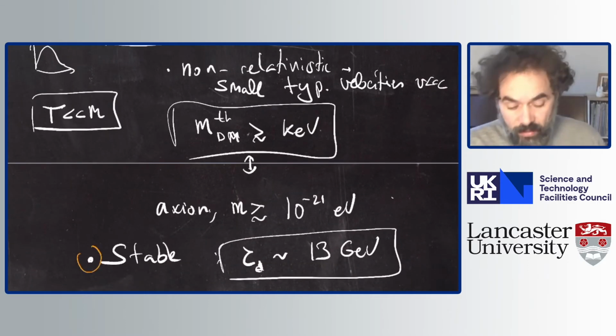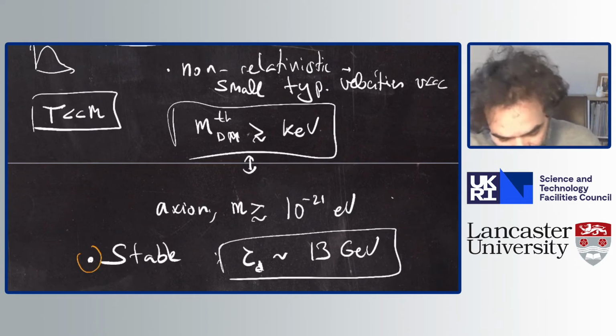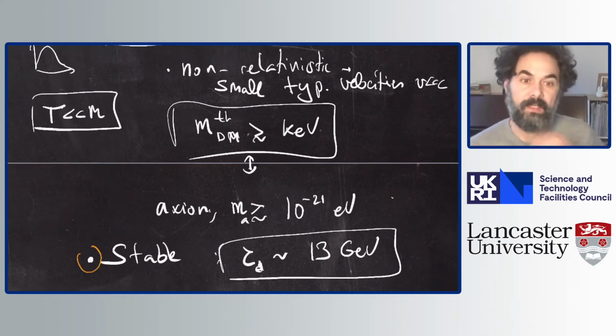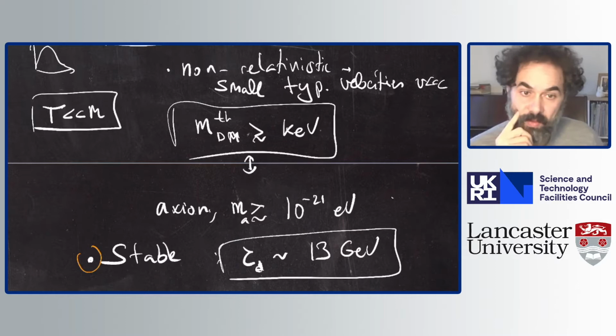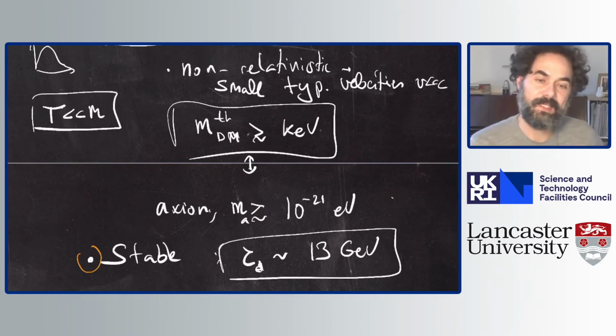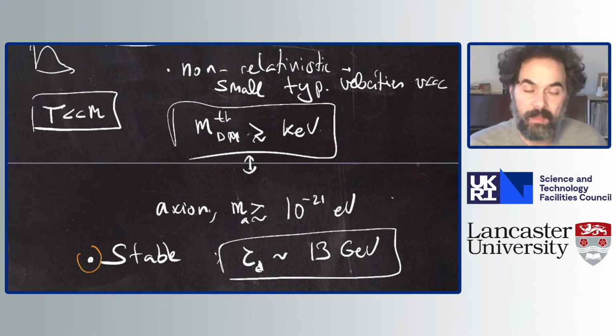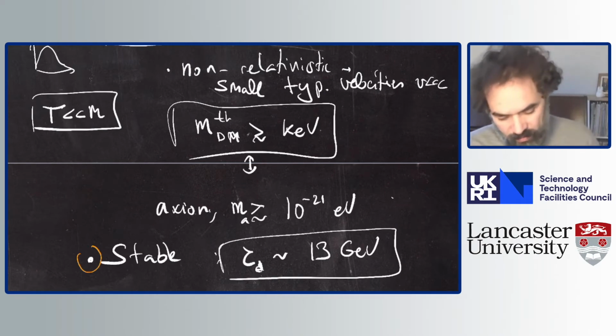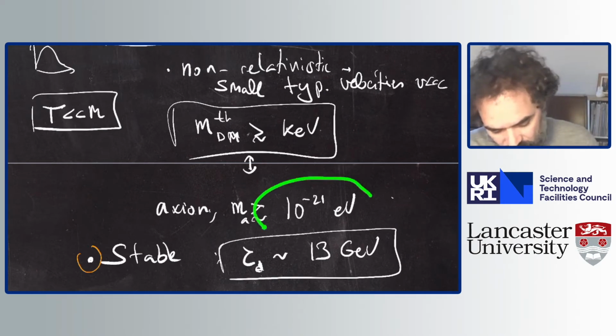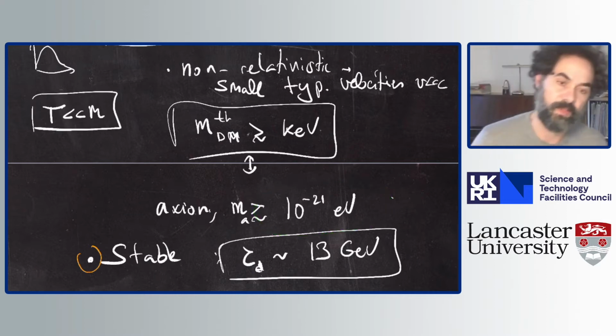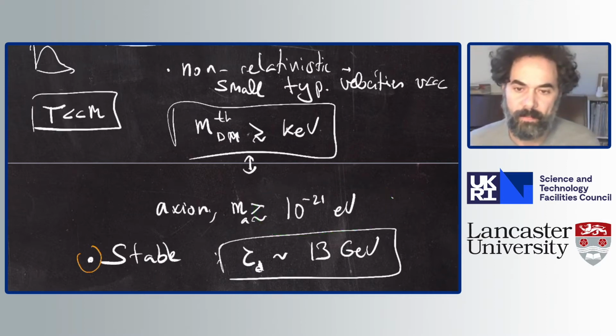This bound is not always applicable, for instance for axions. They are not thermally produced. We'll discuss it in a couple of videos, and that means that they can violate this bound enormously. So they can go to masses as low as 10 to the minus 21 electron volts, which is quite small.